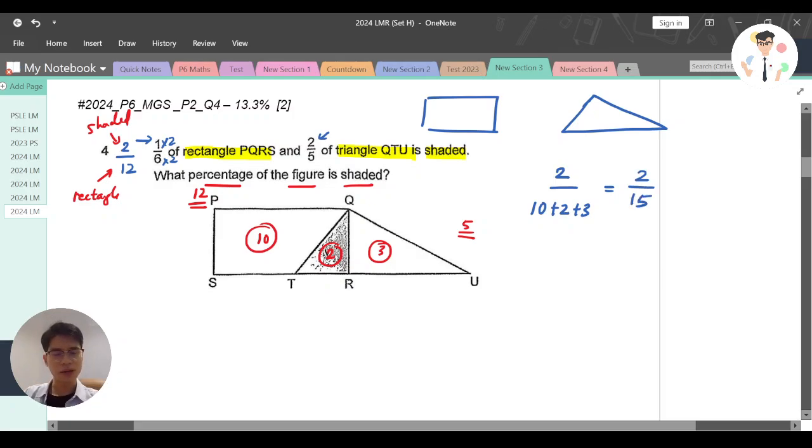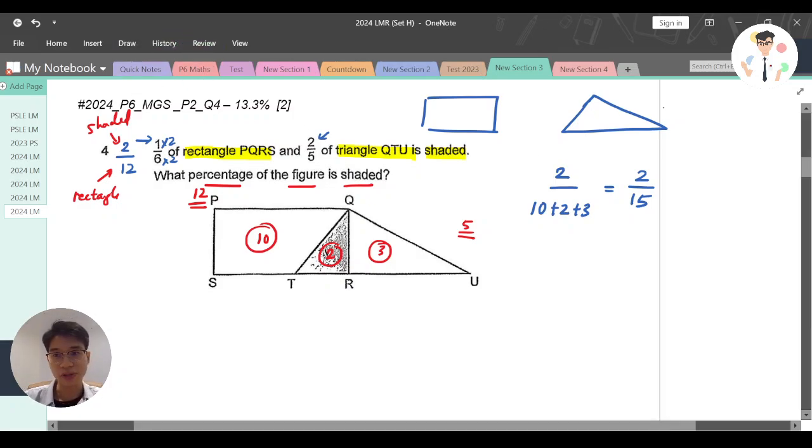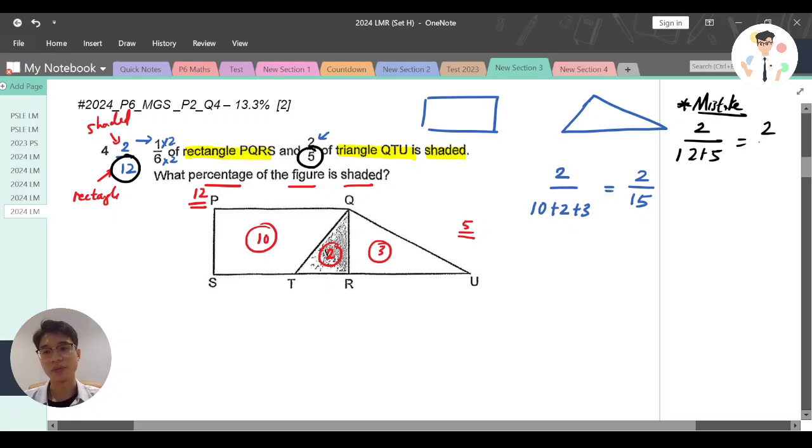We are not yet done, but just a quick reminder that a lot of the students will probably make this mistake. Probably you will do 2 over 12 plus 5. You just add the 12 here and add the 5 here. Then what is wrong with this? Then you get 2 over 17, right?